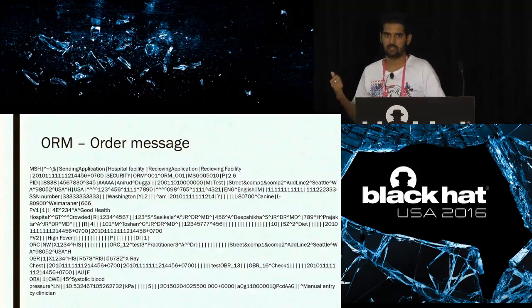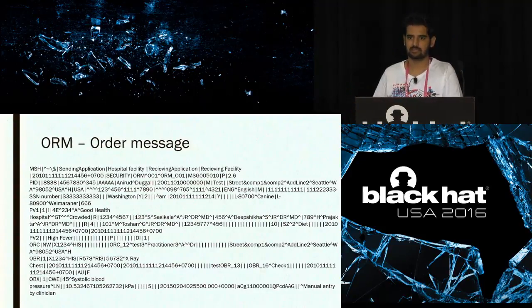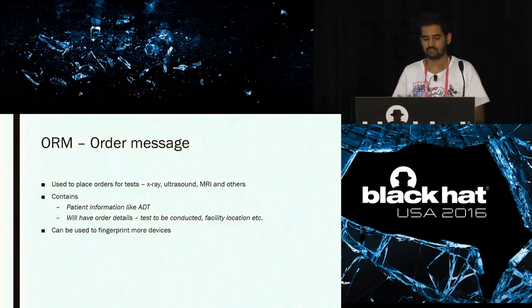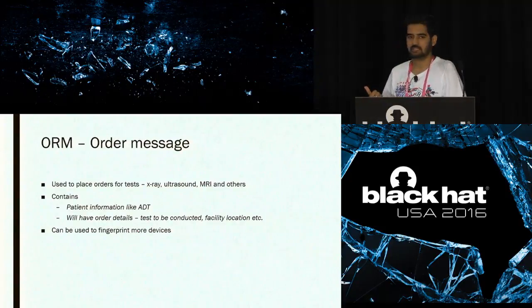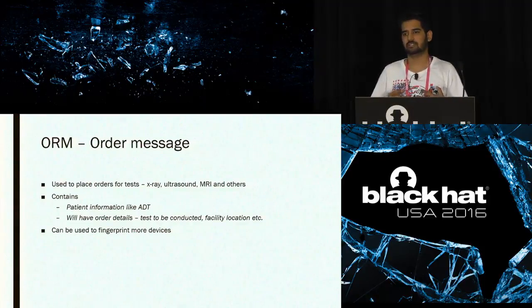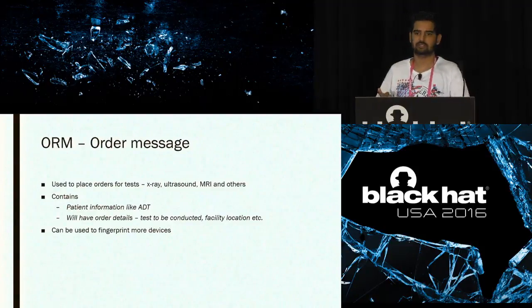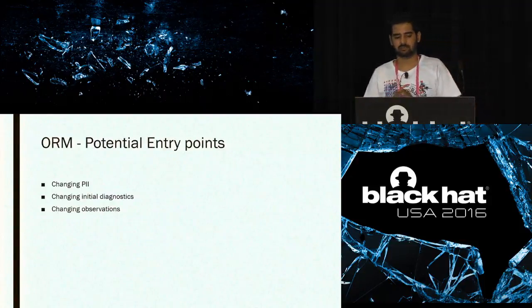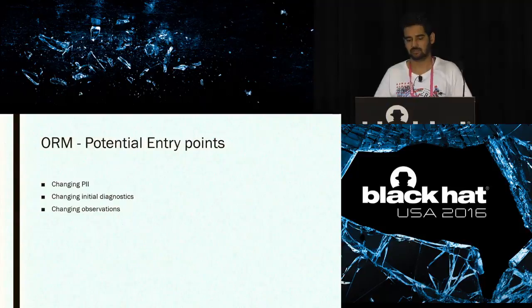So as an attacker or a malicious user, if you gain access to this and change these messages, this is a big problem. This can be used to place orders, ultrasound, MRI. It has patient information like ADT, and some can have more information. It can have order details. If you gain access to these messages, you can take an educated guess that there are more devices connected to the same infrastructure. Think of this: if you were to place an MRI scan, this message would be sent. So I know inside the hospital network that there's an MRI machine present. All right. So the potential entry points are changing PII, changing diagnostics, and changing observations as well.